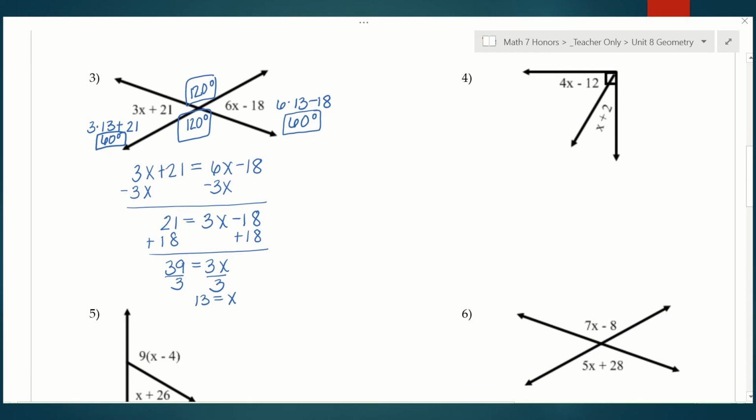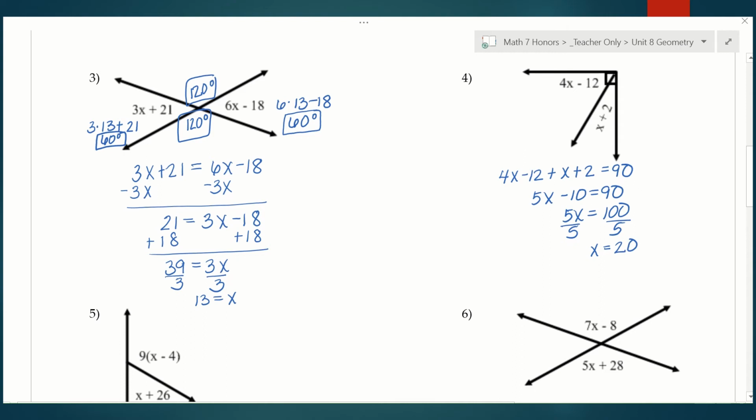Okay, so number 4, these are complementary angles, so I'm going to go ahead and add them together because I know that they add up to be 90 degrees. I'm going to combine like terms. I'm going to add 10 to both sides, and I'm going to divide by 5. So I got that x is equal to 20.